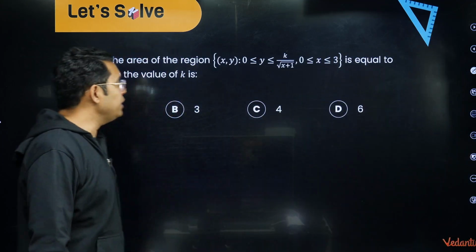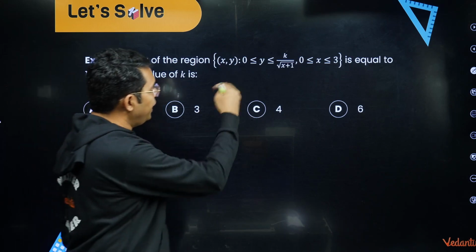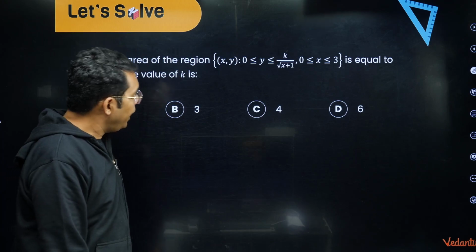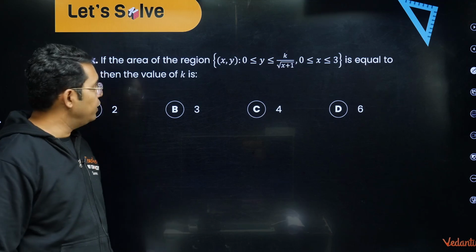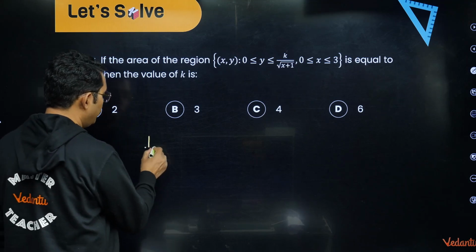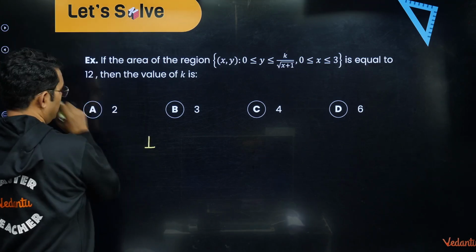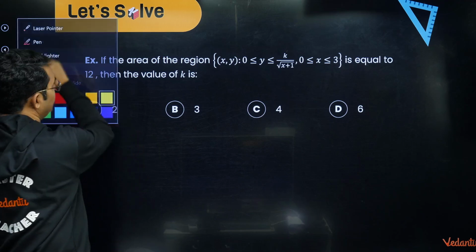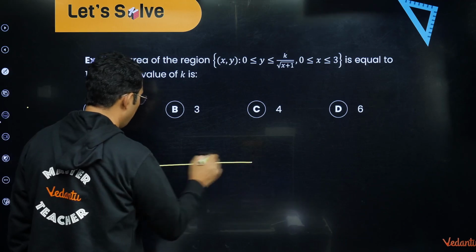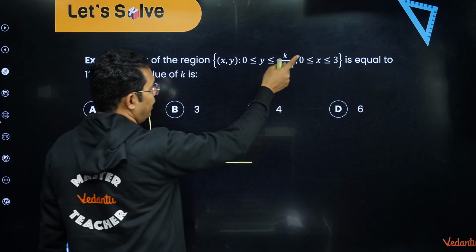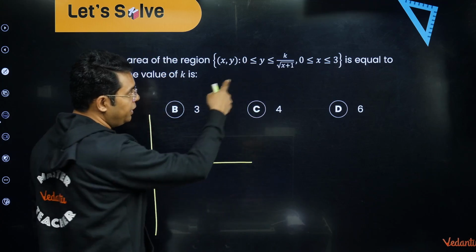Coming to this question, where we are given that if the area of the region with y between 0 and k upon under root x plus 1, where x is between 0 and 3, is equal to 12, we have to find the value of k. A very simple question, and it has to be done by integration only, no other way, because this graph is not something we know the area of.